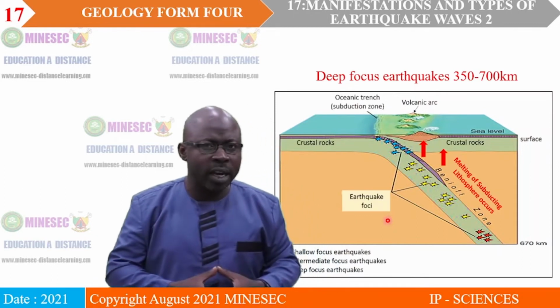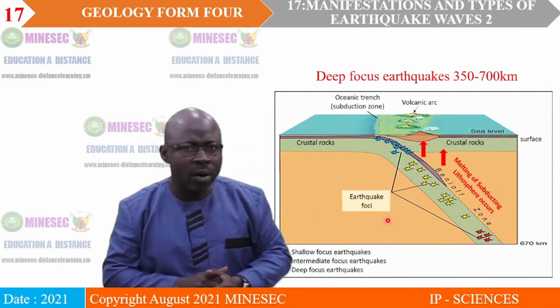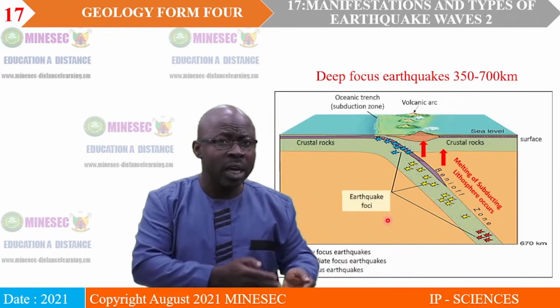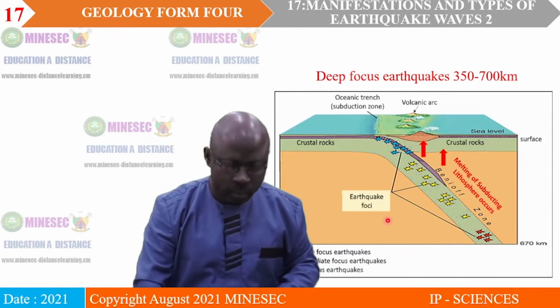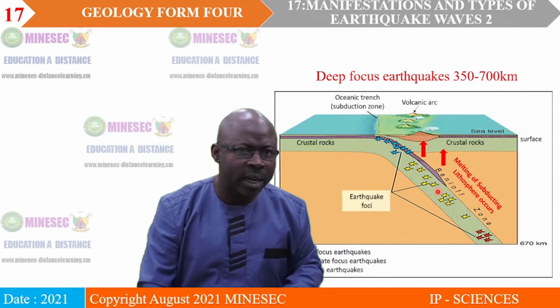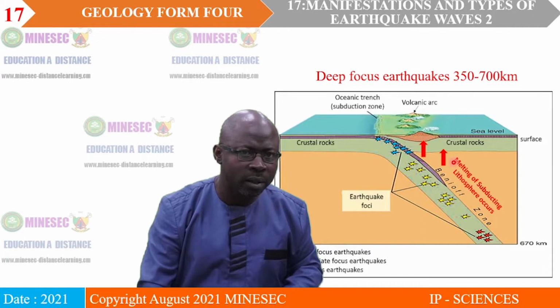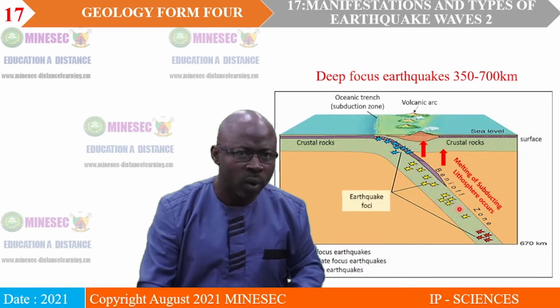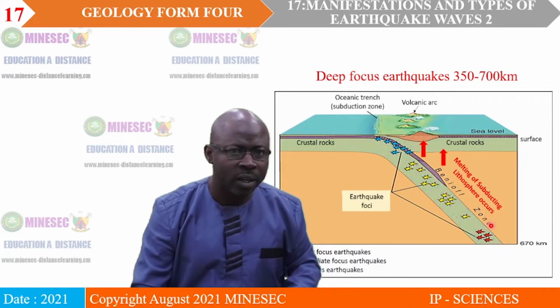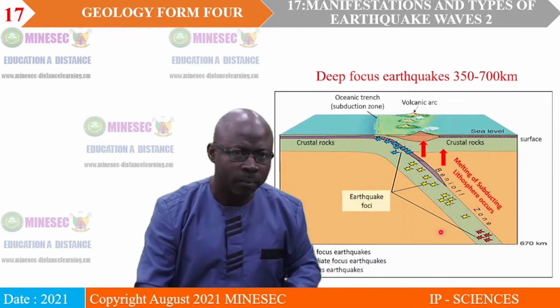The deep focus earthquake, the last category of earthquakes, are those whose depth of focus is from 350 to 700 kilometers. We can see that this is the continental crust. We have the mantle, upper mantle, and then stretching right down to the lower mantle. And this is the zone where earthquakes occur. So earthquake is occurring along this line due to frictional movements.